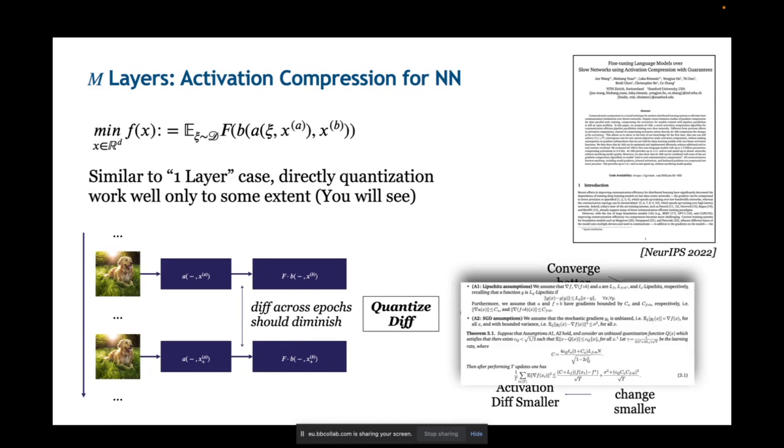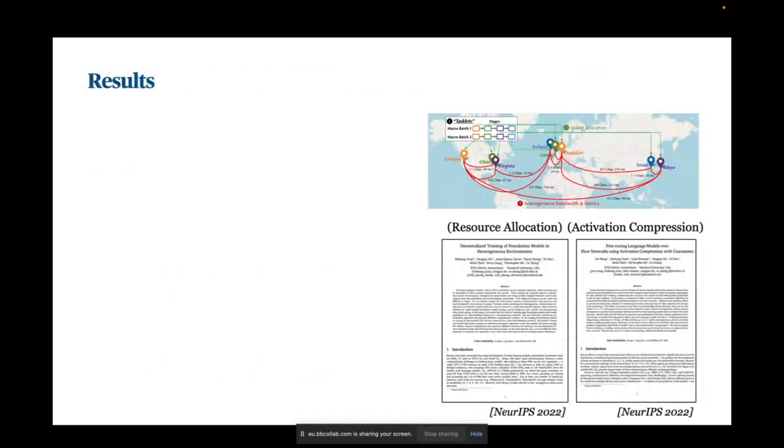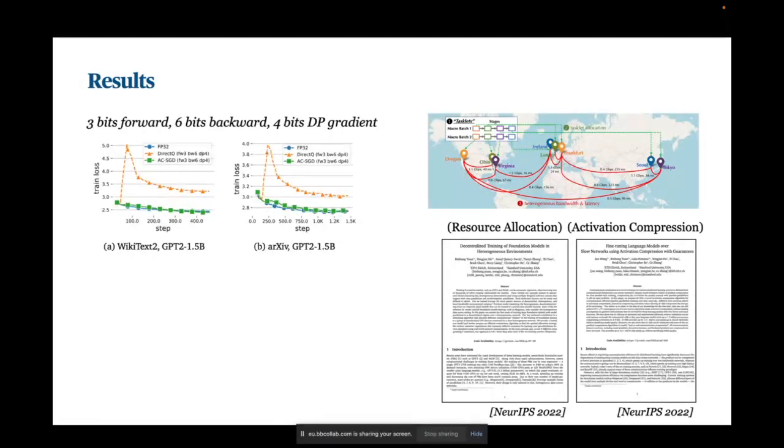And that's something that you can actually formally prove under a whole bunch of assumptions. You can actually prove if you compress the difference in an unbiased way, you are able to have a 1 over square root of t convergence under mild technical conditions. And it actually works in practice. That's actually one of the building blocks of this decentralized experiment that we have been doing. Essentially, if you do 3-bit forward, 6-bit backward, and 4-bit data parallel gradient, you are able to have something that actually converges pretty well for fine-tuning workload, right?